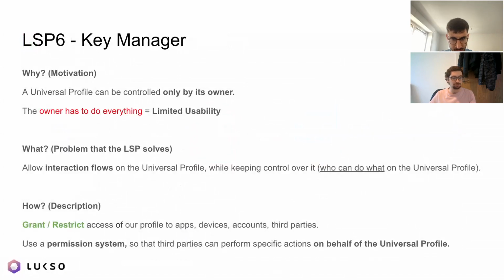The reason why we have the key manager is because otherwise usage is limited. Since only the owner can interact with it and has to do everything, you can have limited usability when it comes to interacting with the app. With a key manager, you allow more interaction flow with a contract. You can have other addresses that can interact with a contract based on the permissions that you allow them. So I think a good sentence to summarize is: the key manager allows you to control who can do what on the universal profile, which is the linked account in this case.